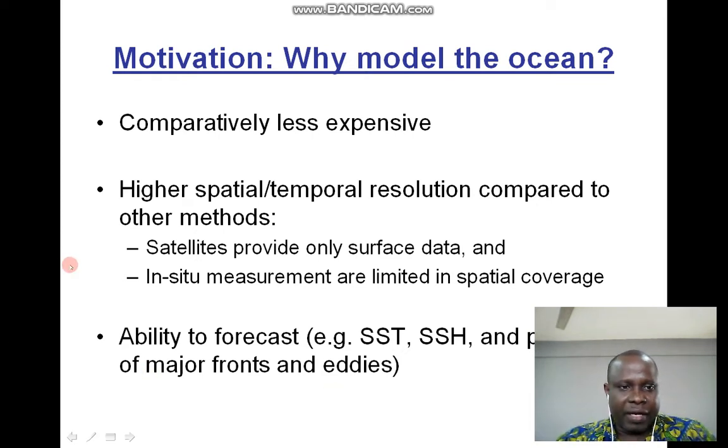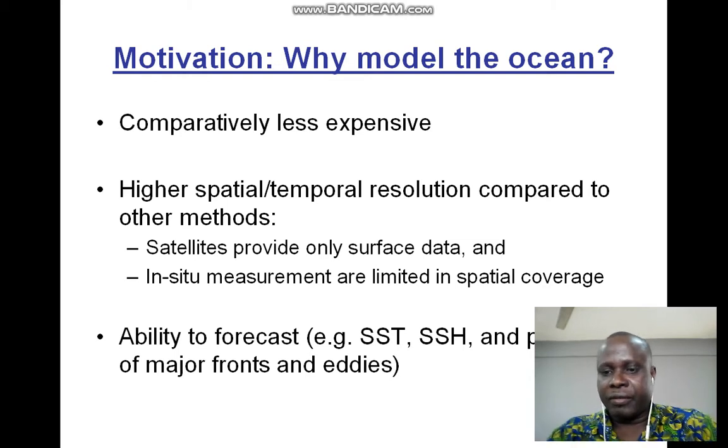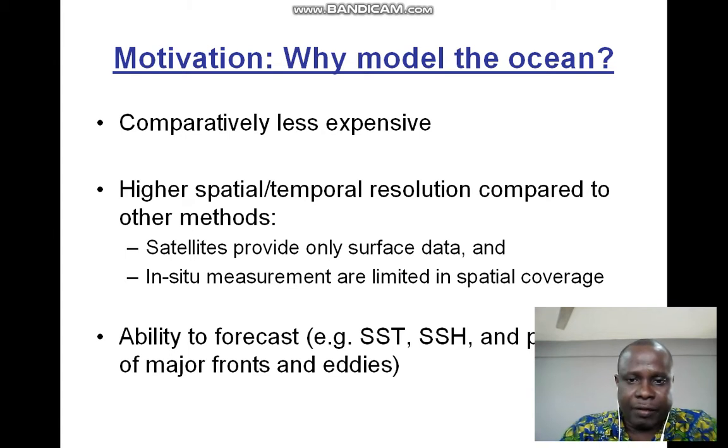And then you have other advantages. If you model, you have higher spatial and temporal resolutions compared to in situ or satellite observations. Satellites mostly provide you with surface data, surface information. You don't have much information deep down the ocean. And if you take a ship out to sea and take in situ measurements, then you are also limited in spatial coverage. You can only stand at a particular spot and take measurements for, who knows, a couple of weeks or days. So you are limited in the spatial coverage.